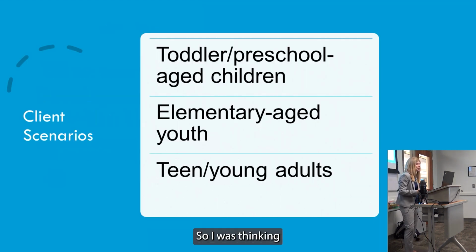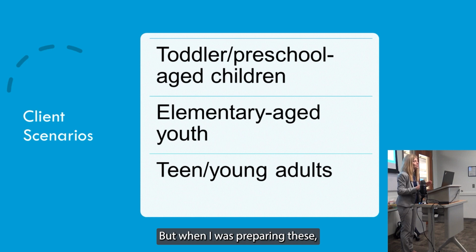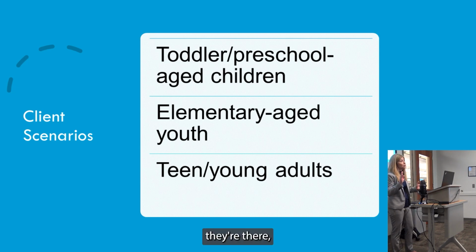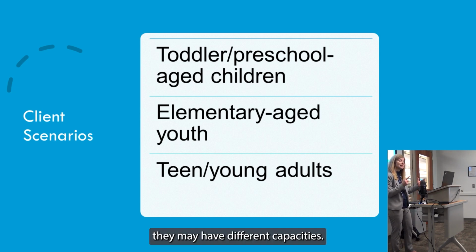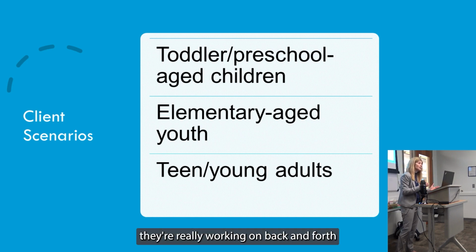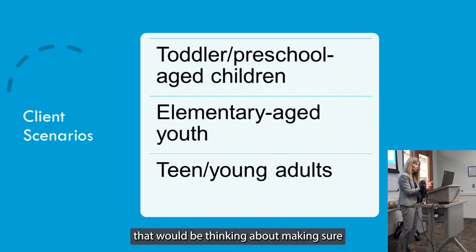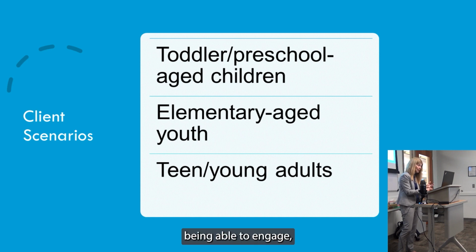So I was thinking about some client scenarios that we could think and practice together. But when I was preparing these, I was thinking, I could be working with a 13-year-old. In the developmental model, the 13-year-old may have different capacities. Say their functional emotional developmental capacities, they're really working on back and forth circles of communication. So again, that would be thinking about making sure they have shared attention and regulation, being able to engage and have those back and forth. So for that 13-year-old in the developmental model, I would still be working on those earlier things.